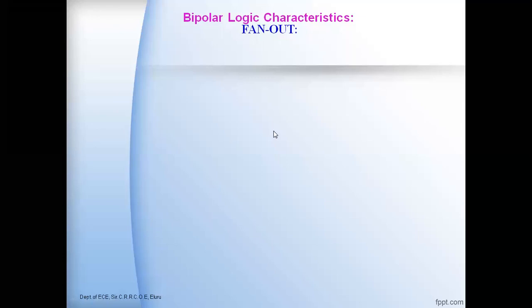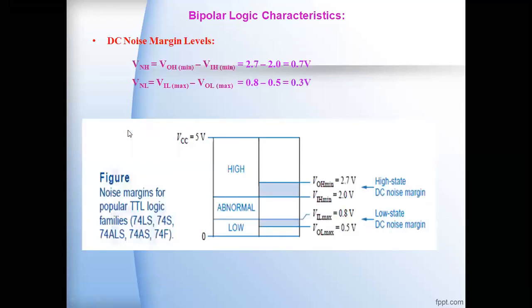And coming to the DC noise margin levels, with respect to the given voltage levels, the high state noise margin and the low state noise margin are determined. The high state logic noise margin is 0.7 volt, whereas the low state DC noise margin is 0.3 volt. So you can observe that in the TTL logic family, the noise margin levels are very low. Therefore, they are highly susceptible to noise.